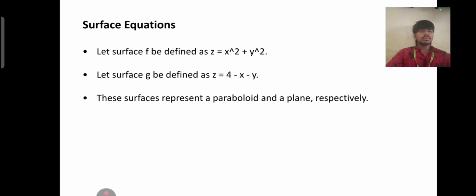Surface equations. Let surface f be defined as z = x² + y². Let surface g be defined as z = 4 - x - y. These surfaces represent a paraboloid and a plane respectively.